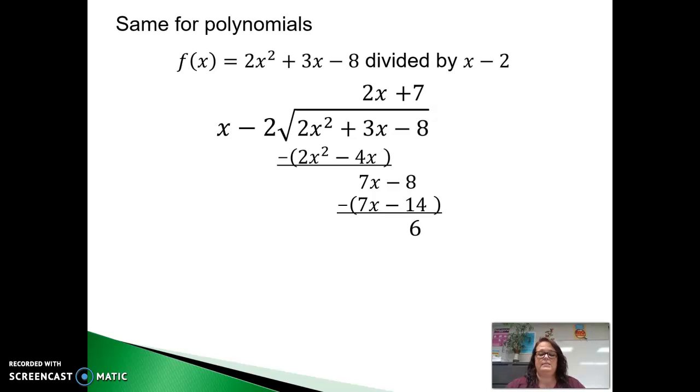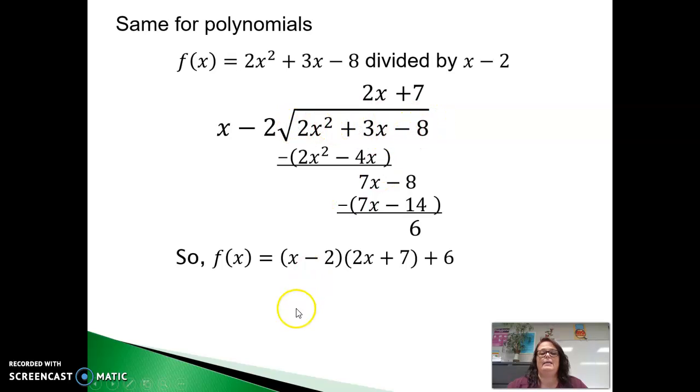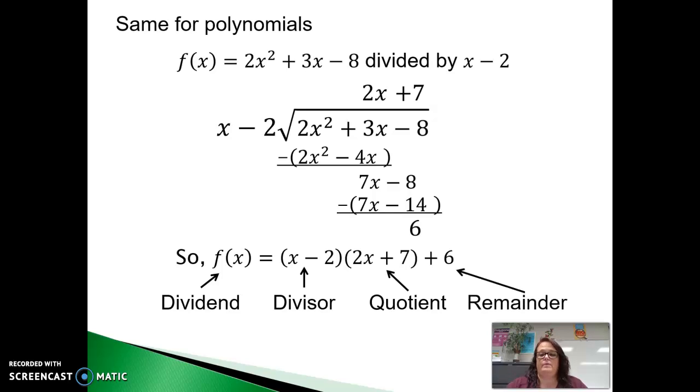So just like we did with the previous problem, we can say the function, so that's what we call the dividend, the number on the inside, is equal to the divisor times the quotient plus the remainder. So f of x is the dividend, x minus 2 is the divisor, 2x plus 7 is the quotient or the answer to the division problem, and 6 is our remainder. So if you haven't had a chance to write all that down, you can pause the video. I'm going to go ahead and move forward.